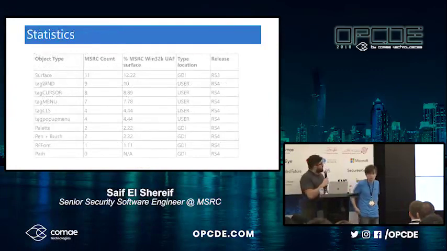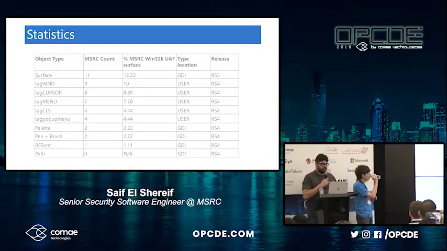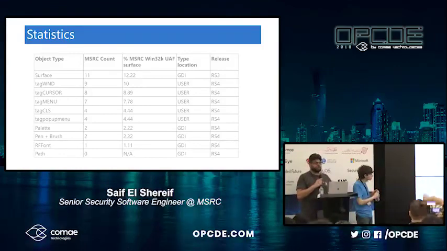These are just some statistics of the number of cases that MSRC have seen so far in relation to use after free vulnerabilities about these specific objects. The surface object is a bitmap. The tagWND is a window structure. As you can see, there is a large number of cases seen by MSRC that had these objects being abused. And we're going to discuss these objects in detail in the next slides.